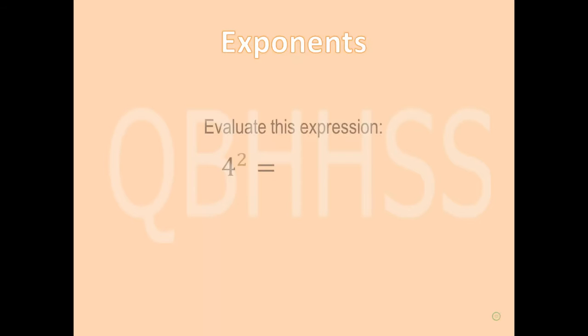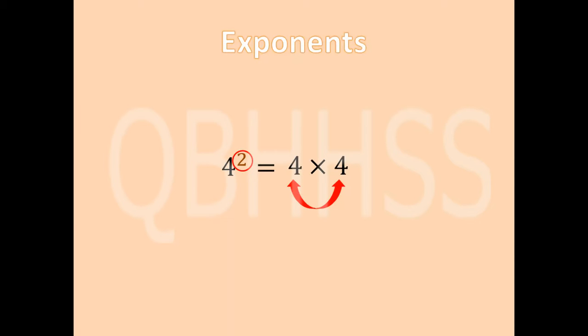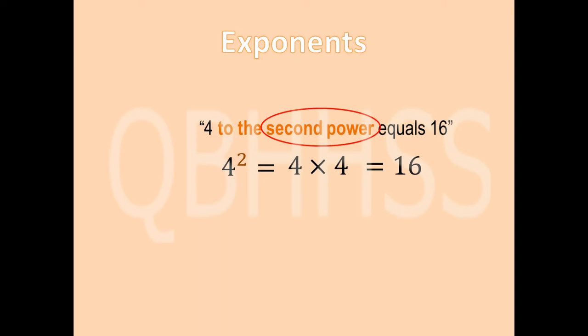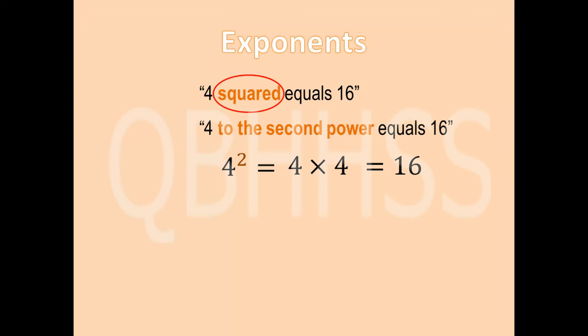Today we will explore raising numbers to a whole bunch of different powers. But first, try evaluating this expression: 4 raised to the second power, which you can also read as 4 squared. Because this number up here is 2, that means you are multiplying two 4's together, and 4 times 4 equals 16. So this equation says that 4 to the second power equals 16, or 4 squared equals 16.